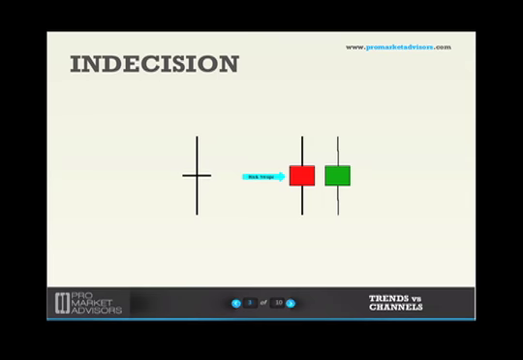Spinning top has a top shadow and a bottom shadow that's about equal. They should be relatively equal. Not that important what the length of them is. But the important part is between them is the relatively small body.